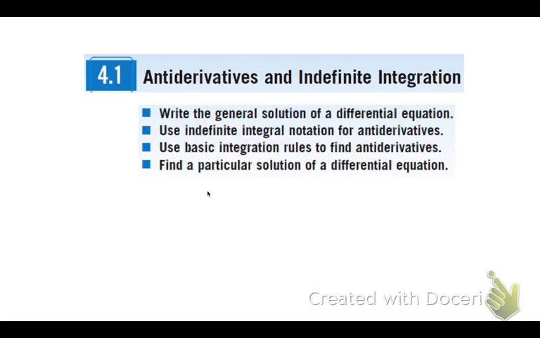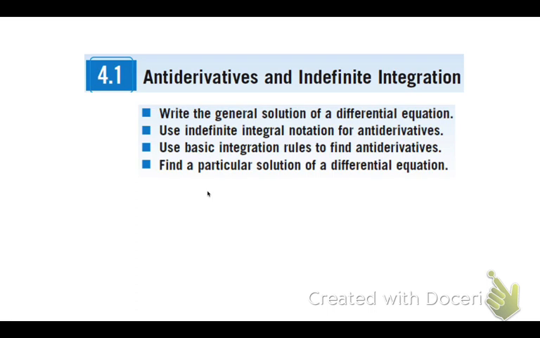4.1, antiderivatives and indefinite integration. So we have done differentiation, so we are going to do the antiderivative, which is the inverse function. So addition, what's the inverse function to addition? Subtraction. Multiplication. Division. Finding the derivative is finding the antiderivative or the integral, as we will eventually just call it. We'll just find the integral.